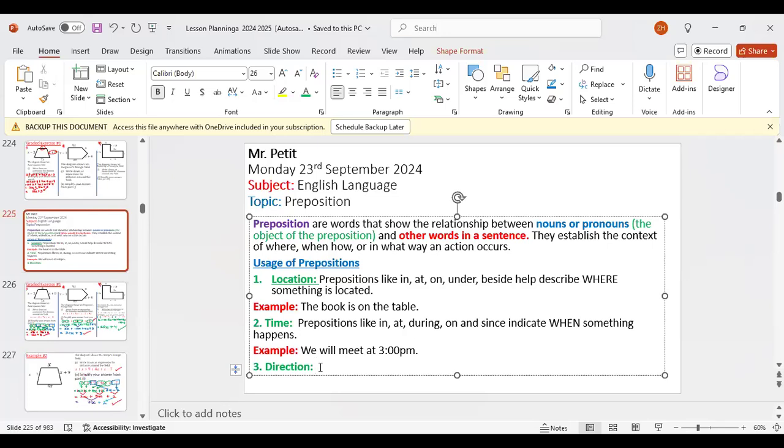Okay, direction. Prepositions like to, from, toward, and across describe the direction of movement.